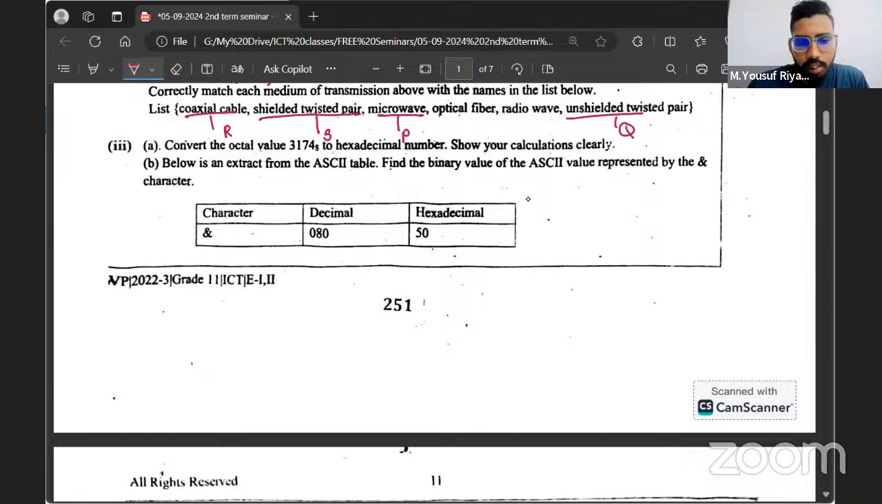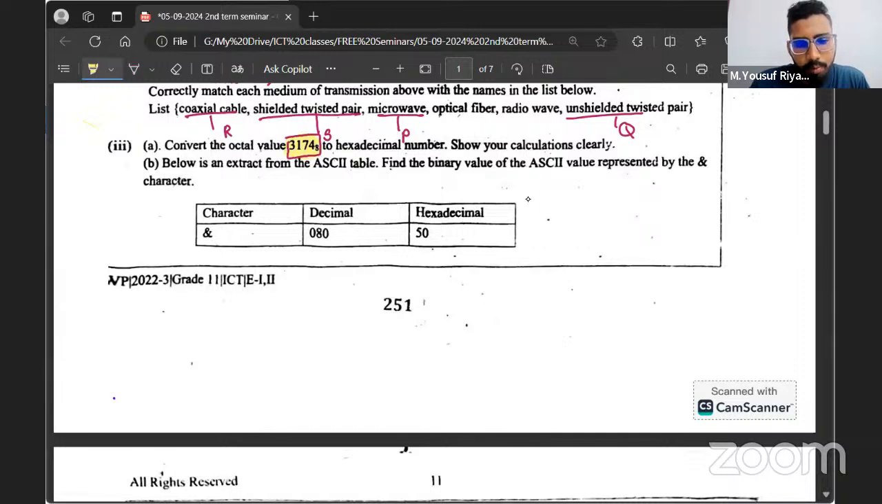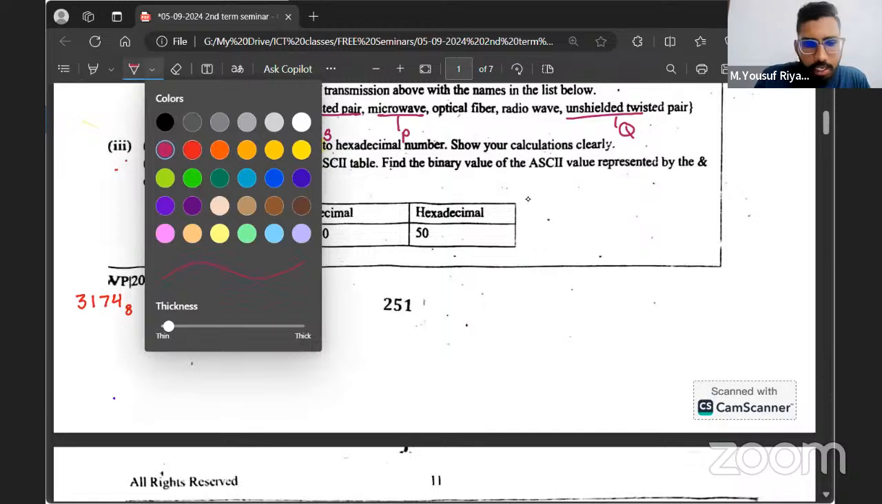Next, convert the octal value 3174 base 8 to hexadecimal. Show your calculations correctly. Now, if you look at this number 3174, first of all, tell me what type of number is it? Is it a decimal number, or a binary number, or a hexadecimal number? What type of number is that? Yes, 3174 is actually an octal number. How do you know it's an octal number? Perfect, because they have used base 8. Now tell me, from octal, they're asking us to convert it to hexadecimal. Is there any direct method we can convert it to hexadecimal?